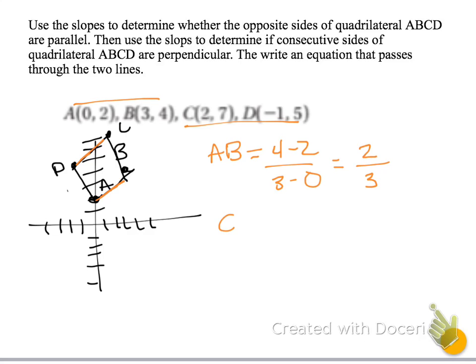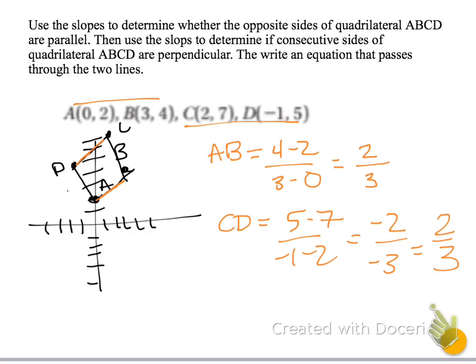Now let's check to see if CD is the same. So 5 minus 7 over negative 1 minus 2. 5 minus 7 is negative 2. Negative 1 minus 2 is negative 3. Two negatives make a positive. Okay, so we know AB and CD are parallel. So now let's check my other sides. So let's check AD and BC.